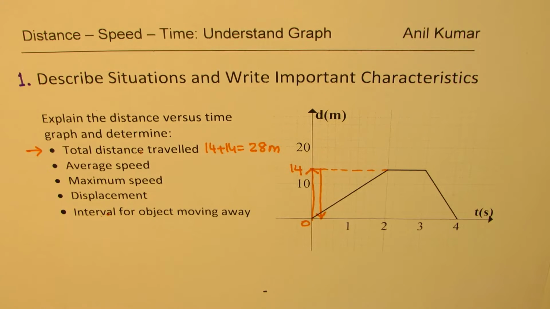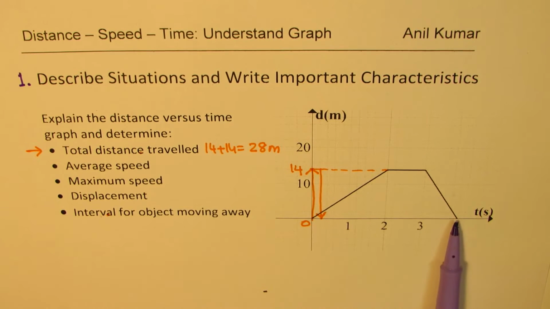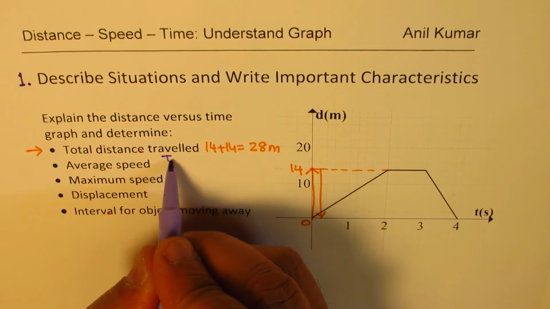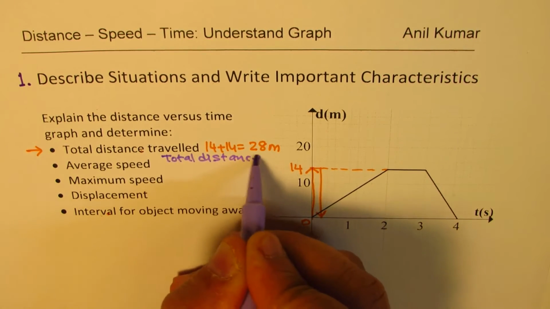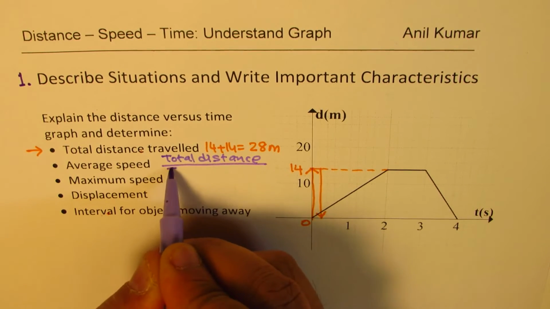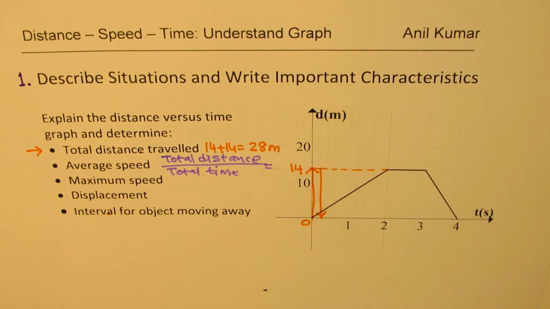Second question is average speed. Now we have not mentioned which area, right? So when we say average speed, it will be for the total duration. You can see that the distance traveled is how much? Distance is 28 meters and time is 4 seconds. So average speed is total distance over total time, right?